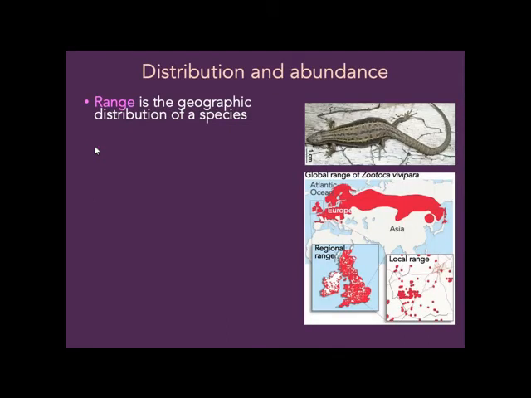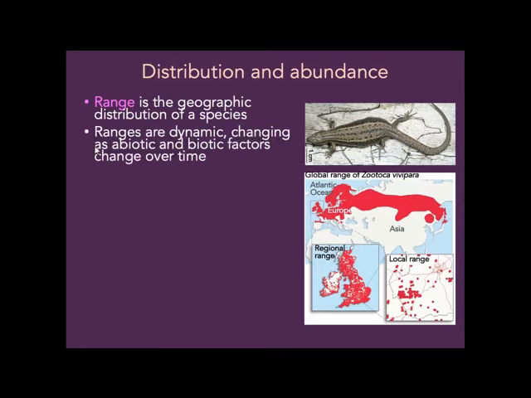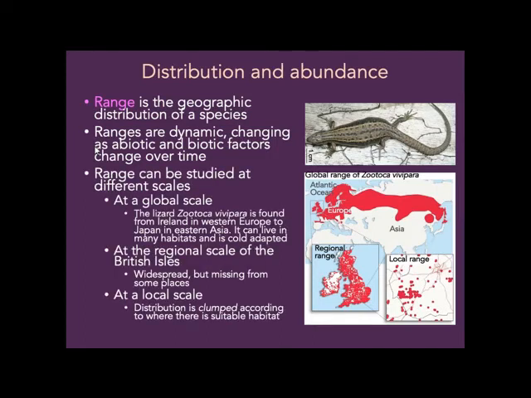Let's think a little bit about population and range, with this kind of lizard here, Zootoca vivipara. Range is the geographic distribution of a species, meaning where it's found in the world. A range is dynamic, meaning that it changes, and it can change due to abiotic factors like weather or humidity, or biotic factors like parasites or predators or competitors. So ranges are dynamic and they change over time.